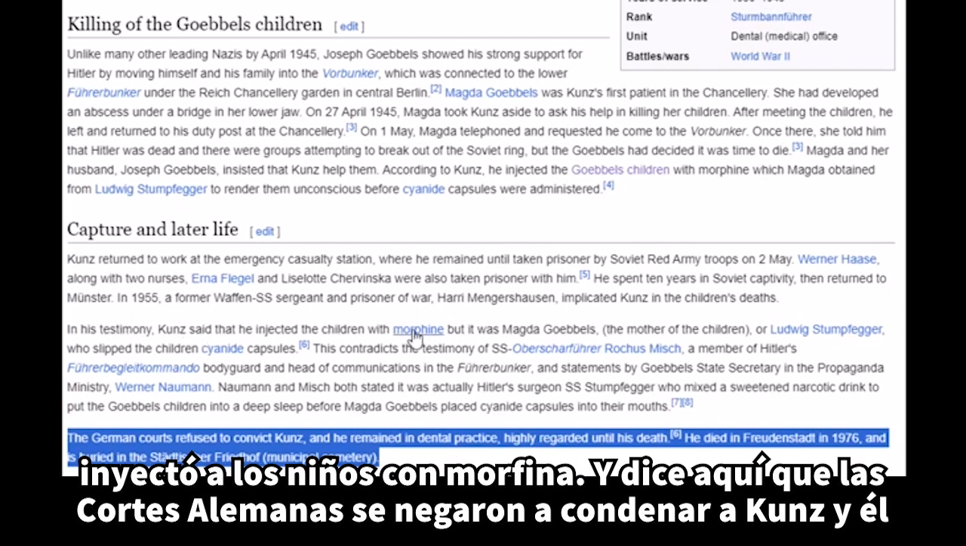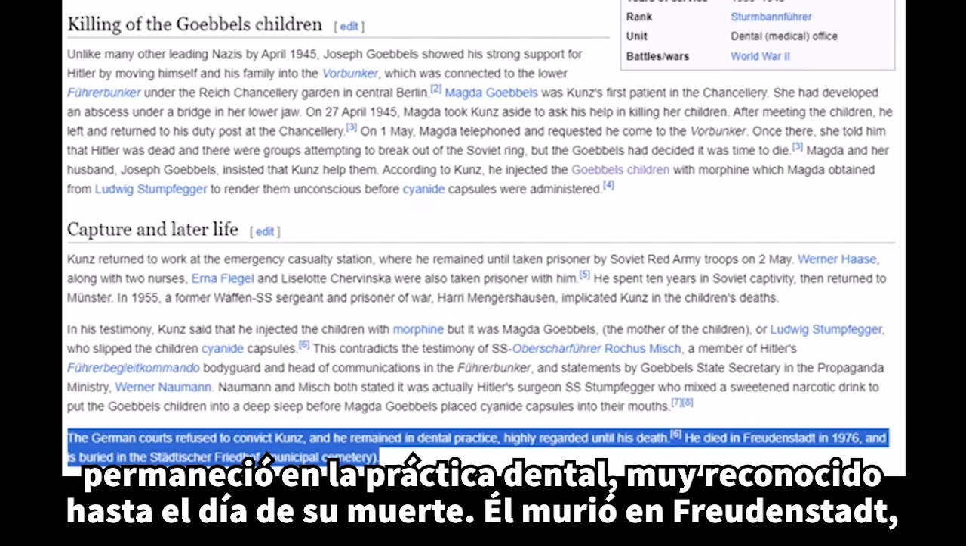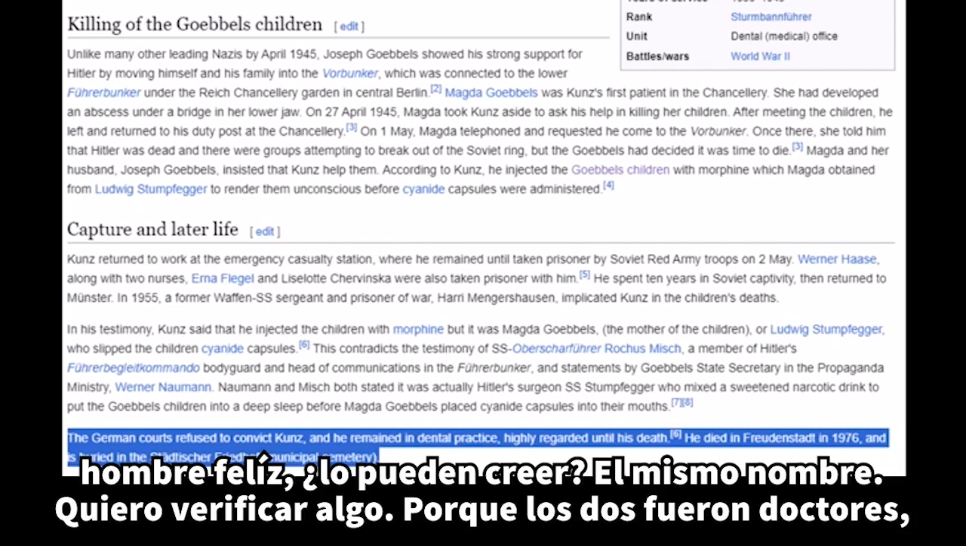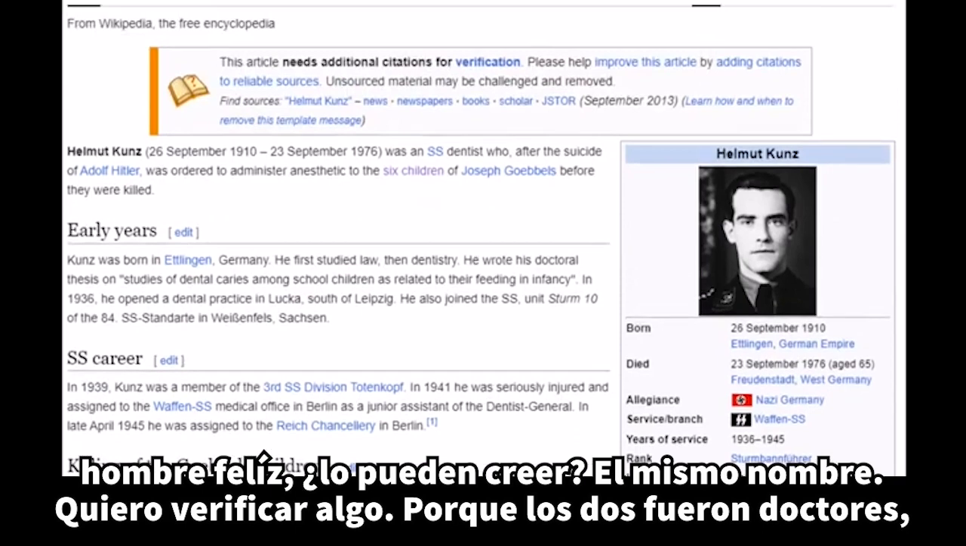And look, here it says he injected the children with morphine. And here it says the German courts refused to convict Kunz, and he remained in dental practice, highly regarded until his death. He died in Freudenstadt. That means the town of pleasures, the town of happiness. That's where he died in 1976. He died a happy man. Oh, can you believe it? So, same name, you see?